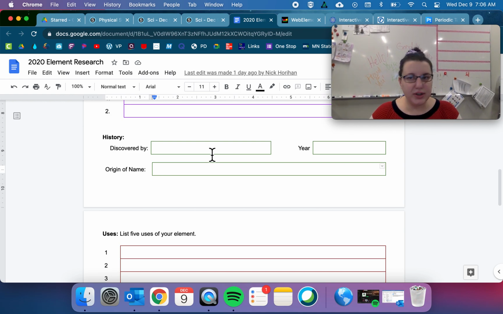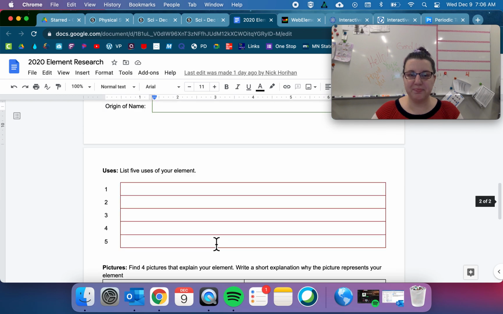Because silver and gold and copper and iron and lead and all that stuff has been around for such a long time. So like for gold, we don't know who discovered gold or what year, so give your best answer that you can. So like discovered by gold, it was discovered a really long time ago, so we don't know. Year, who's to say? But origin of the name, you might be able to get like a Greek or Latin or something origin of the name.